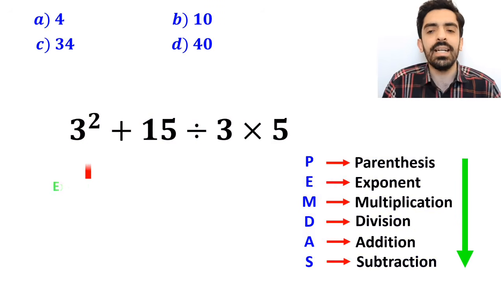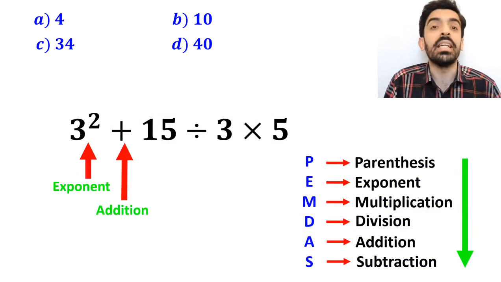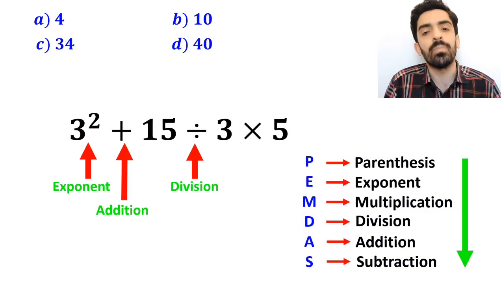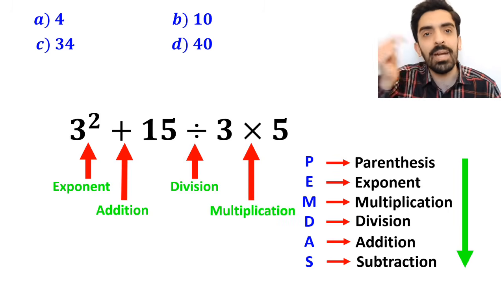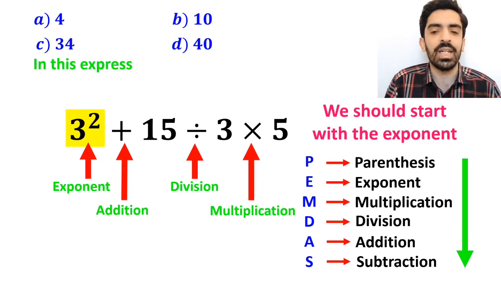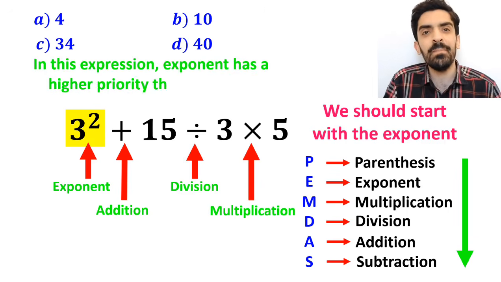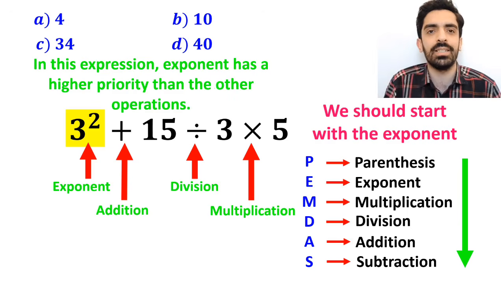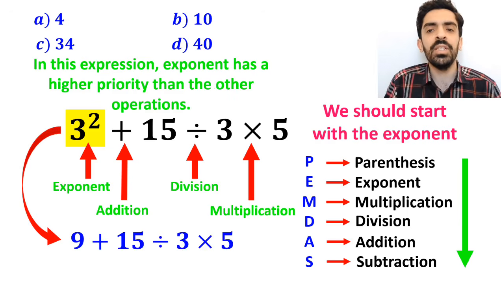Alright, as you can see on the screen, in this expression, first we have an exponent, then an addition sign, followed by a division, and finally a multiplication. We should start with the exponent, because in this expression, exponent has a higher priority than the other operations. So, this expression simplifies to 9 plus 15 divided by 3 multiplied by 5.